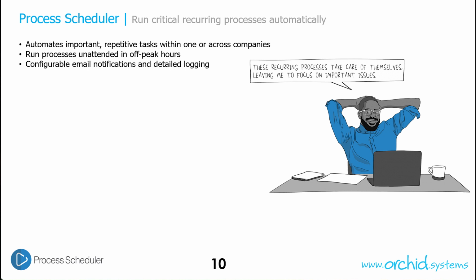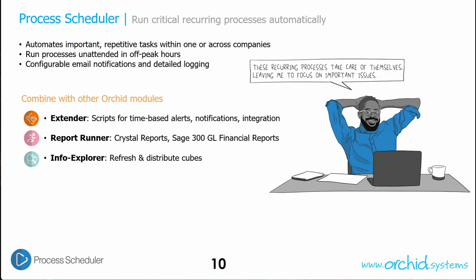For example, you could schedule a day end to run in Company 1, post the batches that result from that day end, and then log into Company 2 and run the day end and post the batches. It works very well with other Orchid modules like Extender to run a script to alert you when stock is below the minimum for a location, or a customer is now out of terms, or an OE shipment which was due to happen today but didn't happen.